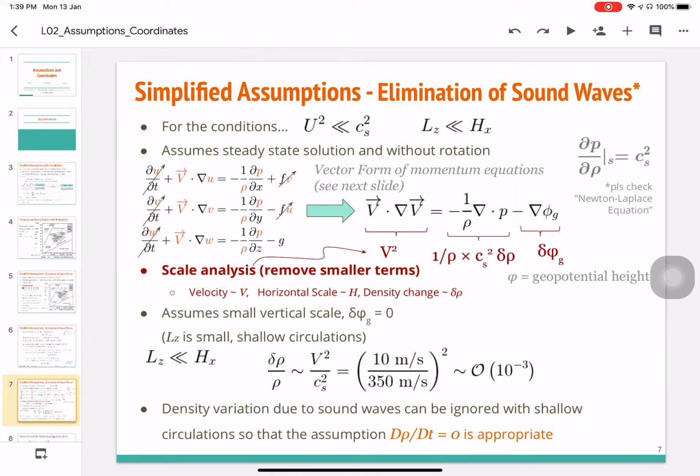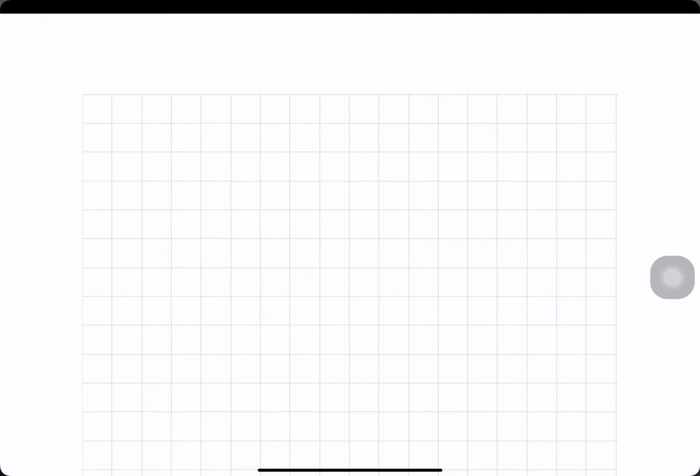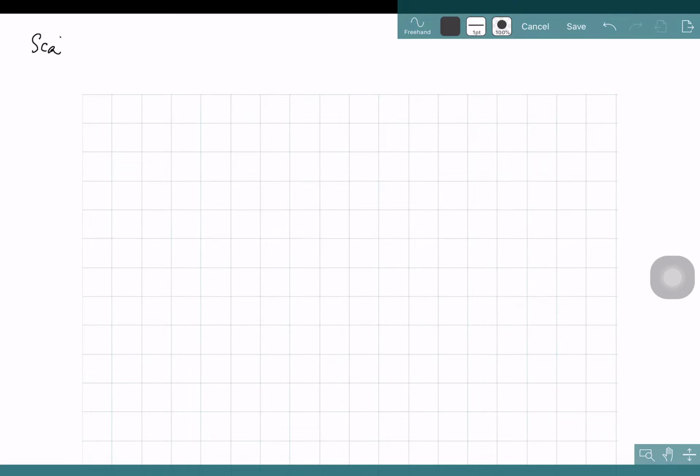Whenever you see a star here, I'll be writing something, and then you will have to write it down. I'll explain a little bit on this scale analysis here. If you can't see it, please tell me, okay?